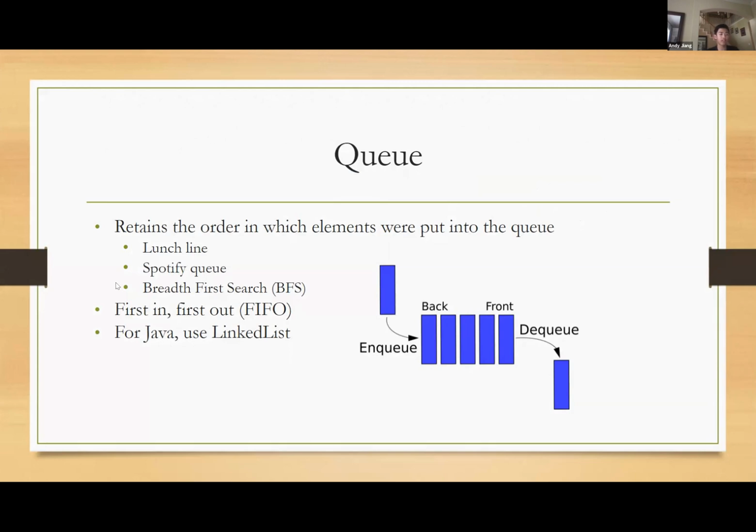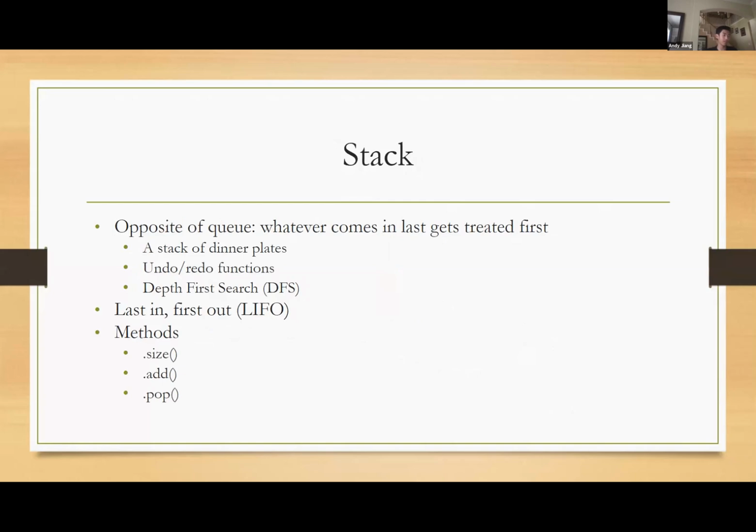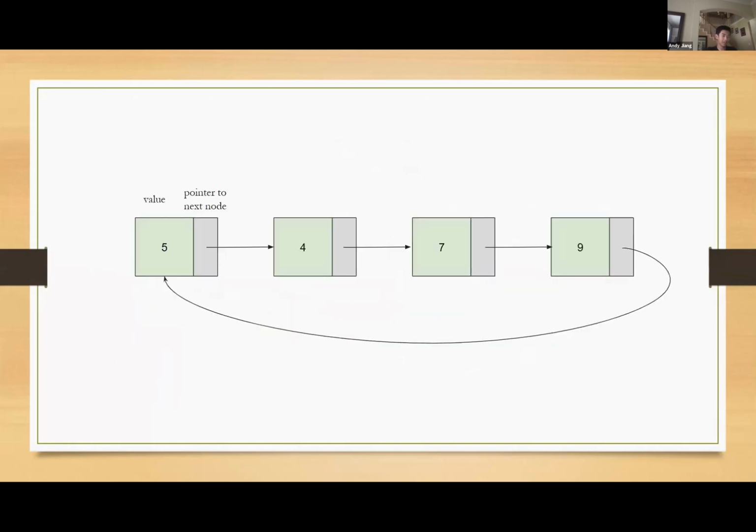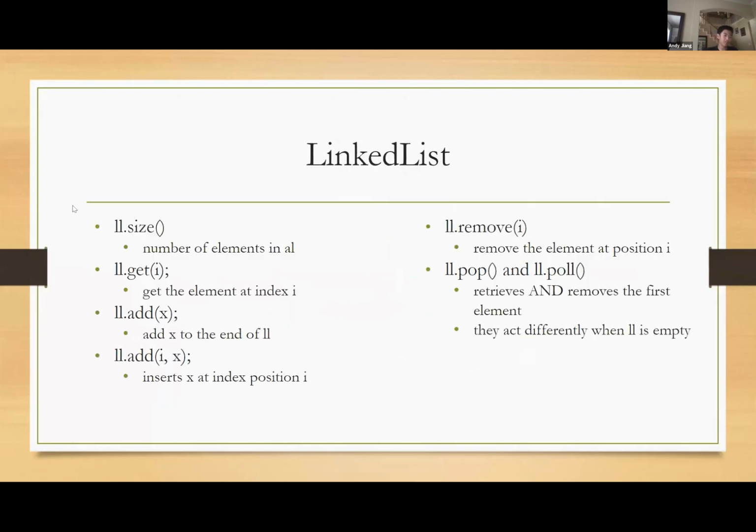So besides this first in, first out feature, queues are pretty boring. That's all they do. All you use them for is to add stuff to them and take them out. I guess you can also get the size of it. But all these things are methods of linked list. So this is a good page to memorize.